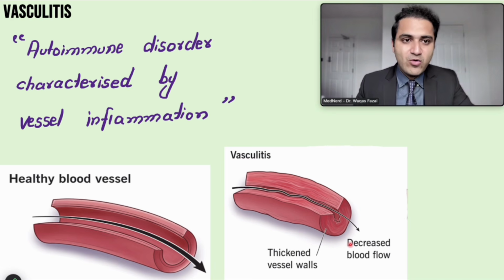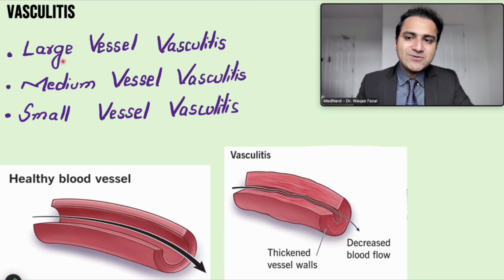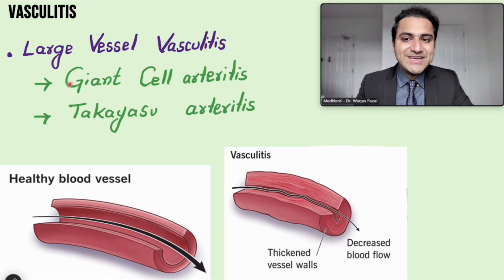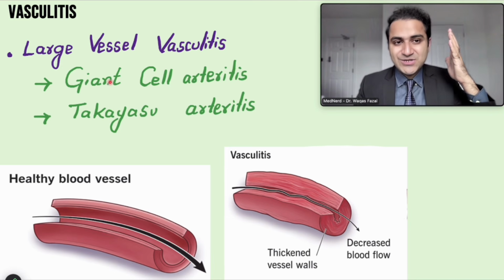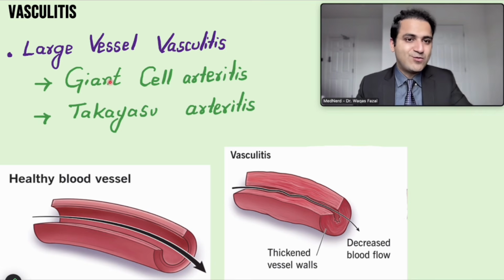That is what is seen in vasculitis, which results in decreased blood flow, and all the symptoms are due to this decreased blood flow. Now, vasculitis is divided into large vessel vasculitis, medium vessel vasculitis, and small vessel vasculitis. The large vessel vasculitis mainly includes giant cell arteritis and Takayasu arteritis. In this video, we are going to talk about giant cell arteritis. In the subsequent videos, we'll be discussing all important medium vessel vasculitis, Takayasu arteritis, and small vessel vasculitis.